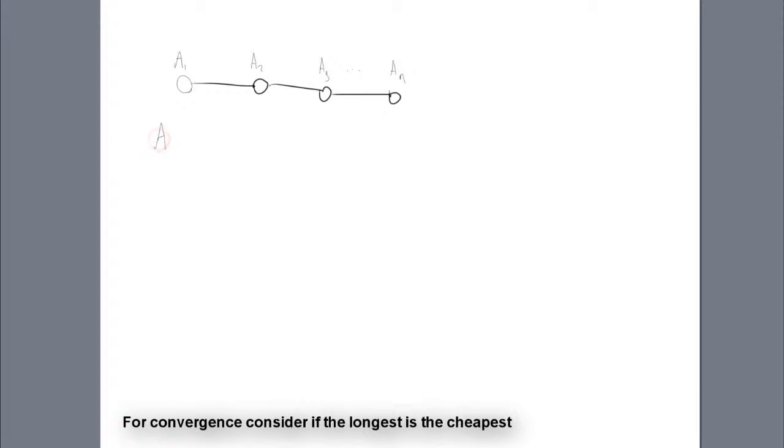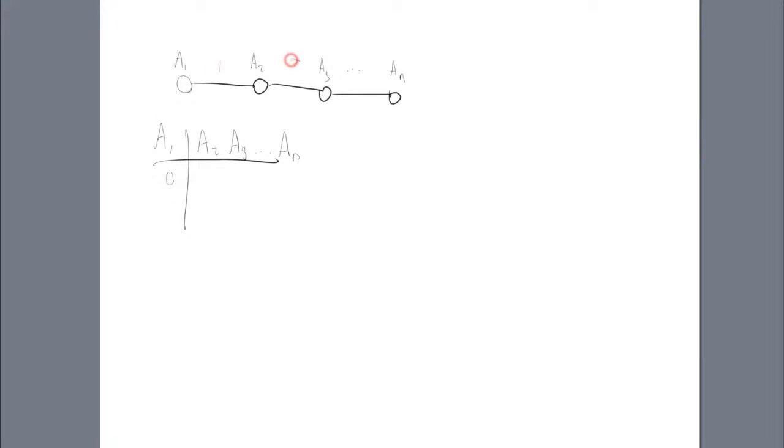Now, from the perspective of A1, its routing table looks like this. A2, A3, all the way to A sub n. And remember, initialization step, it just knows about its neighbors. So let's say the cost, we're just going to count up, right? So the cost of this edge is 1, 2, 3, 4, all the way to n minus 1. So it knows about 1, but everything else is infinity. What happens on the second iteration?